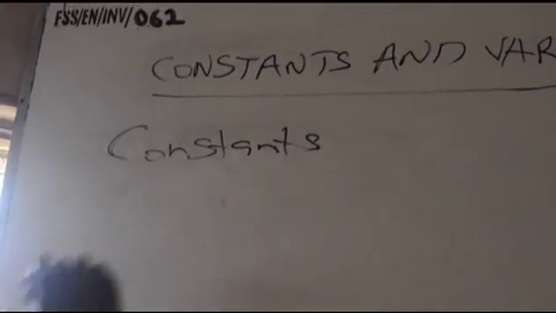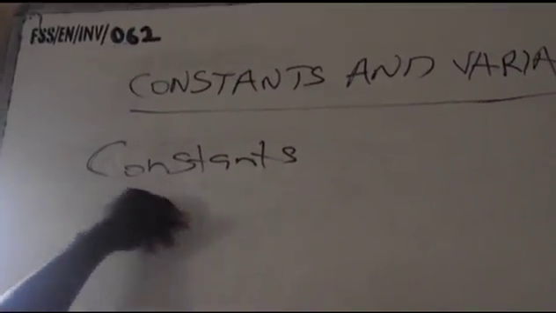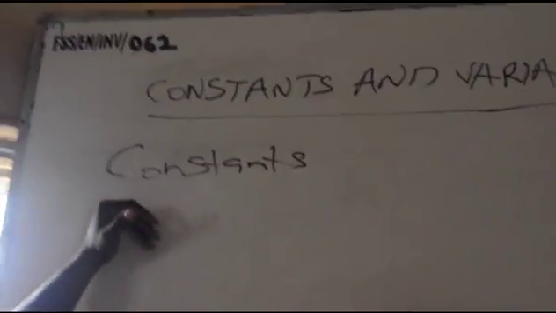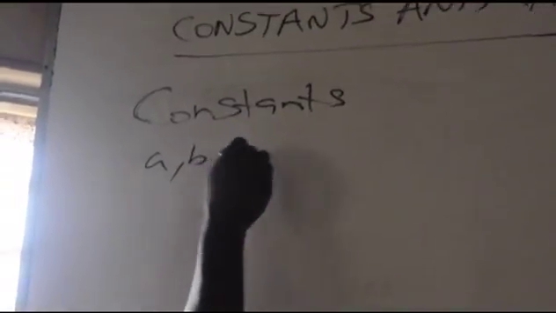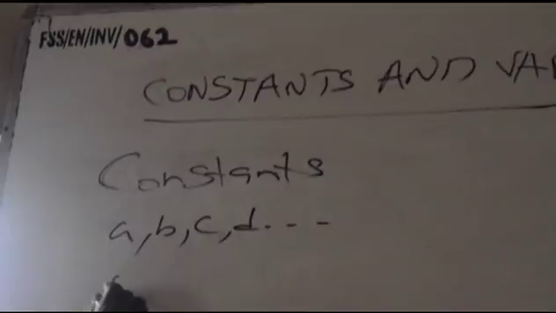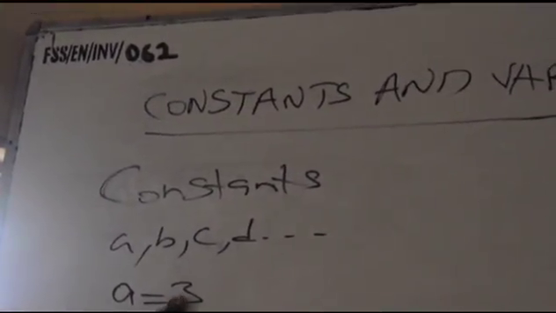Constants are those numbers or values that cannot change, and they are represented with letters from the beginning of the alphabet. Examples are A, B, C, D, and so on. Each of these represents a particular number. For example, if A is equal to 3, A will remain 3. It cannot change.